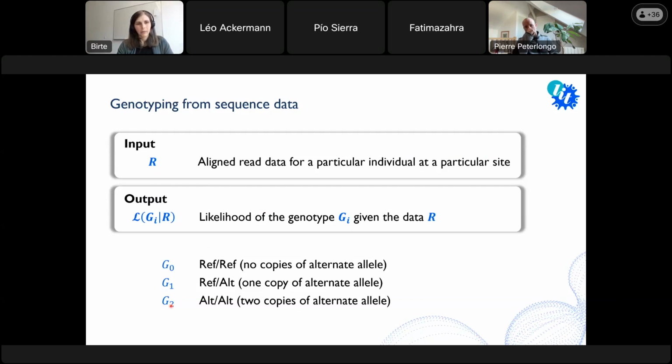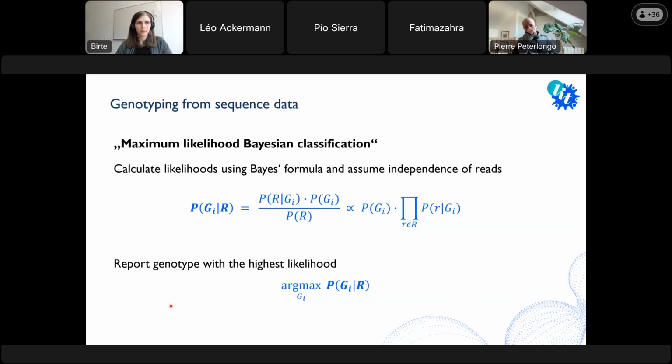And the most common approach, I would say, most widely used approach, is a maximum likelihood Bayesian classification approach for computing genotypes. So you calculate likelihoods using Bayes formula for each of the three genotypes, and then you report the genotype with the highest likelihood as the genotype, but you also have the likelihoods for the other genotypes, which is important if you want to add some measures of confidence of your call.